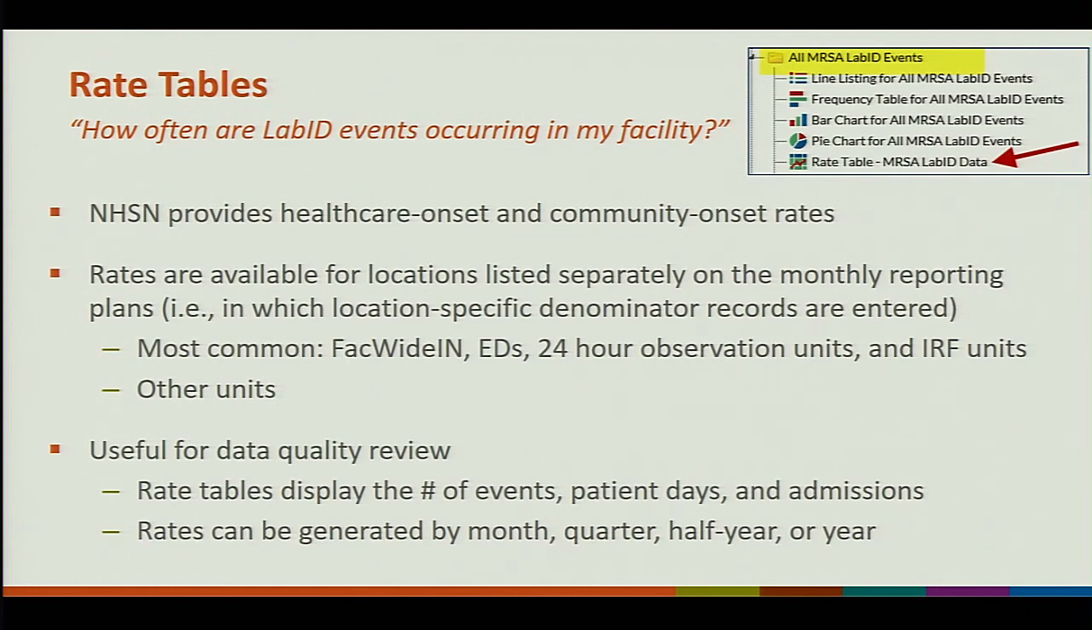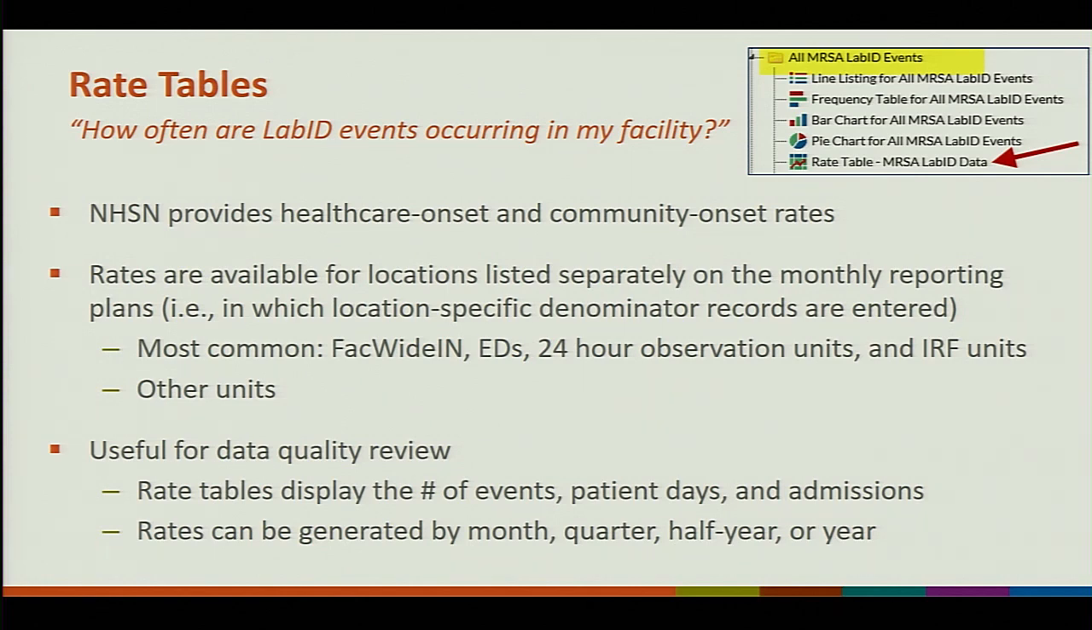Okay, so moving on to the rate tables. You can use the rate tables to answer the question, how often are LabID events occurring in my facility? NHSN provides healthcare onset and community onset rates for each organism in the module. And rates will be available for the locations that are listed separately on your monthly reporting plan. So that means those are the locations you are entering location-specific denominator records for.